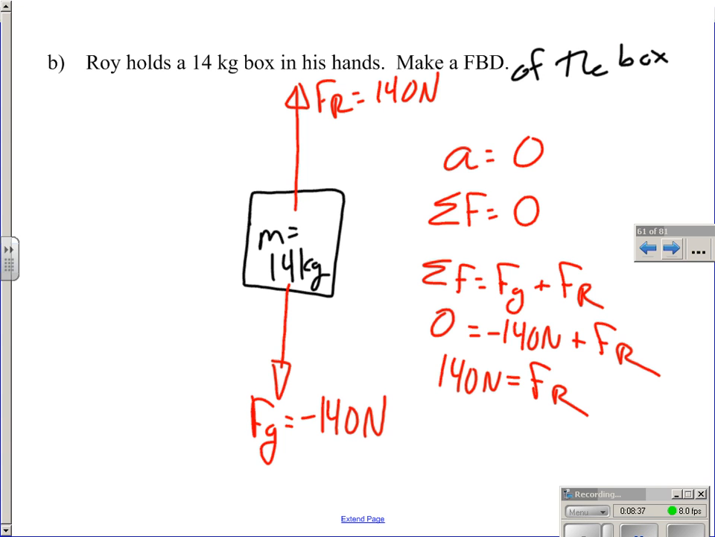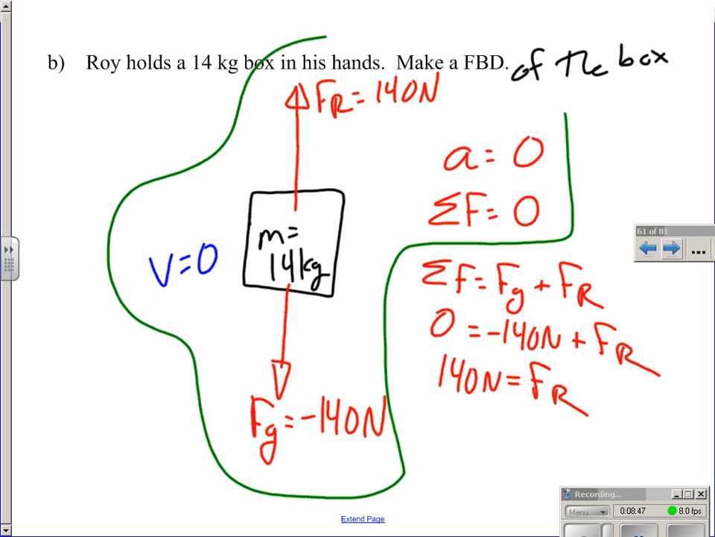We can also write down what the velocity is, right? Velocity is 0 because the box is not moving. All right, so here is my completed free body diagram. Okay.